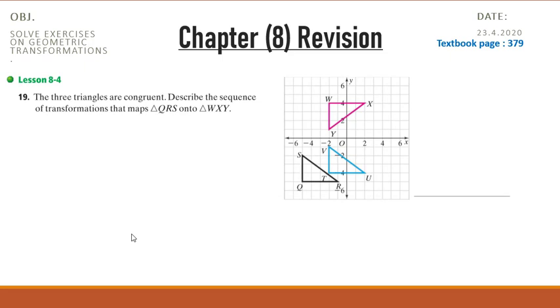In question number 19, the three triangles are congruent. Describe the sequence of transformation that maps triangle QRS, the black one, onto triangle WXY, the red triangle.